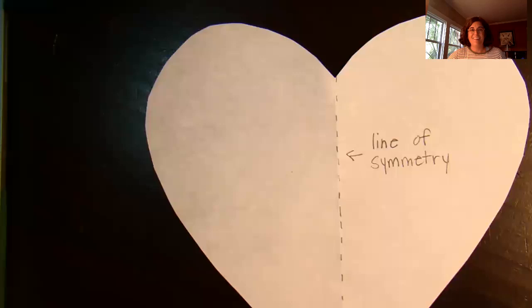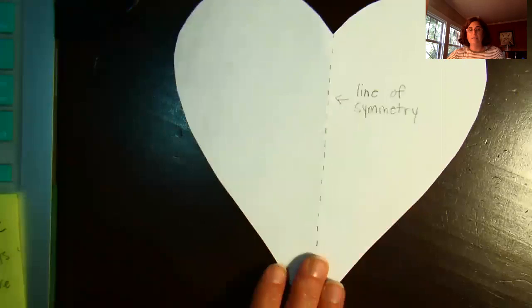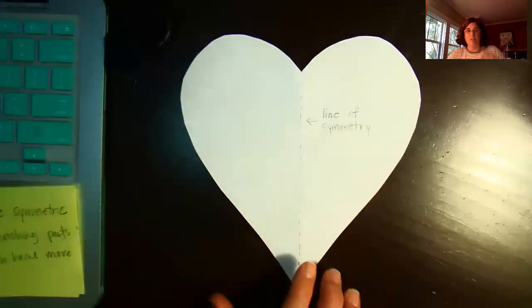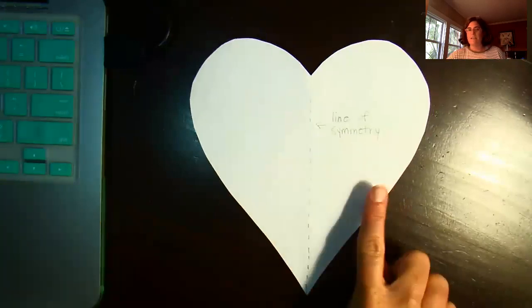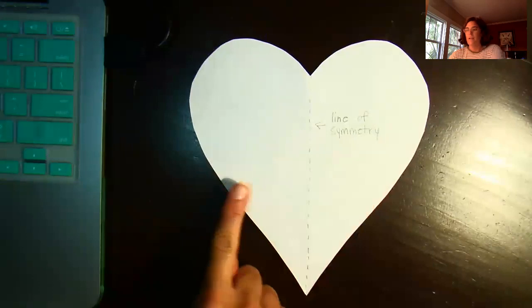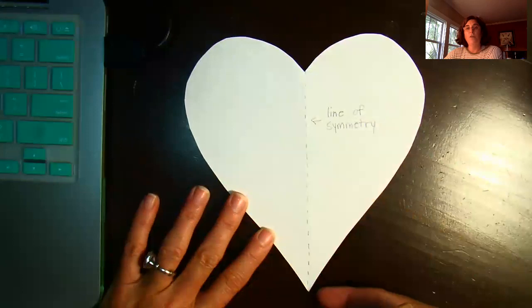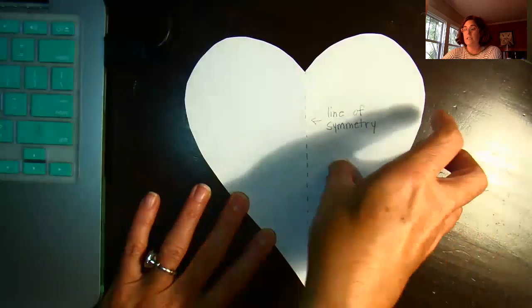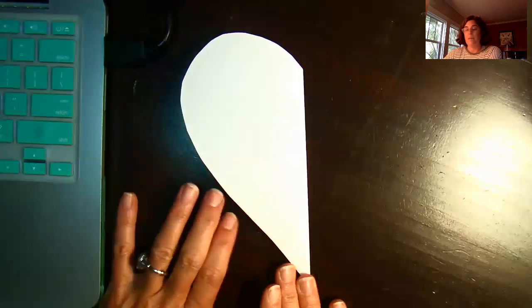So we can see that this heart, when it shows up, there it is. This heart is symmetrical, which means one side is as close as humanly possible to the other. I know I'm not always perfect, but we see that this side is the same as this side. And this dotted line down the center is called the line of symmetry. We could say this heart is line symmetric, which means we could fold it down its line of symmetry, and both sides would be the same.